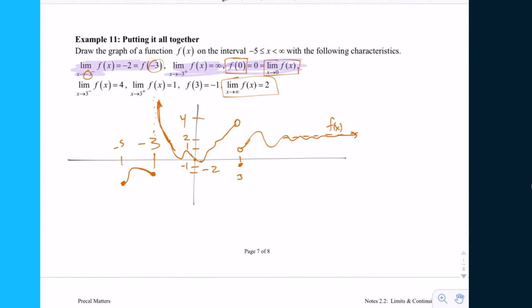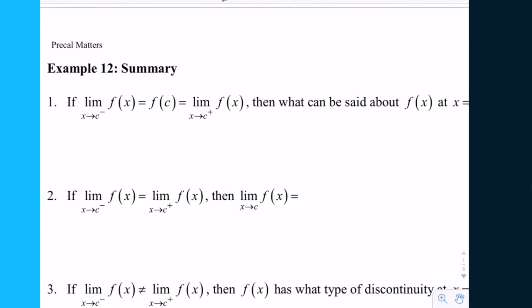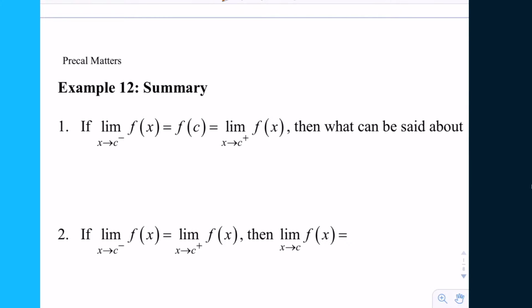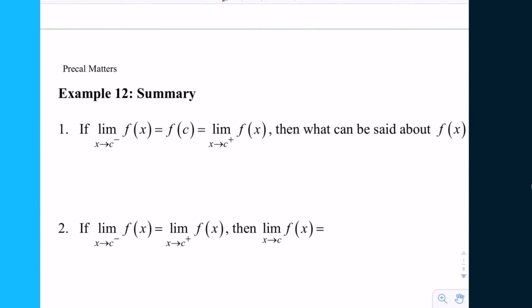We got 10 minutes. Let's do this last one here very quickly. Summary. Example 12 is summary. If the limit as x goes to c from the left equals f of c, which equals the limit from the right, then what can we say about the function at x equals c? Continuous. Yeah, f is continuous at x equals c!